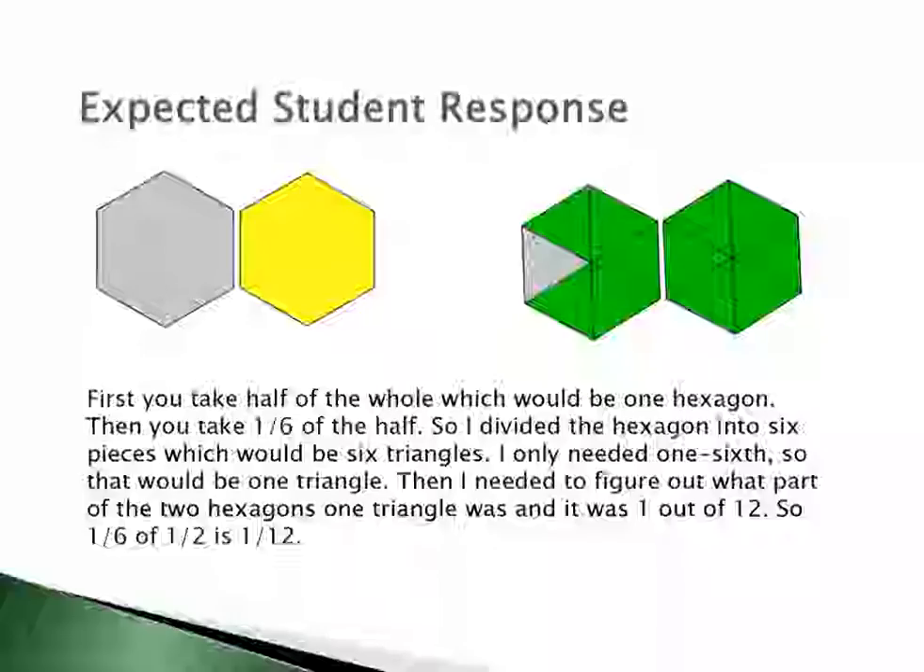First, you take 1/2 of the whole, which would be one hexagon. Then you take 1/6 of the half. So I divided the hexagon into 6 pieces, which would be 6 triangles. I only needed 1/6, so that would be one triangle. Then I needed to figure out what part of the two hexagons one triangle was, and it was 1 out of 12, so 1/6 of 1/2 is 1/12.